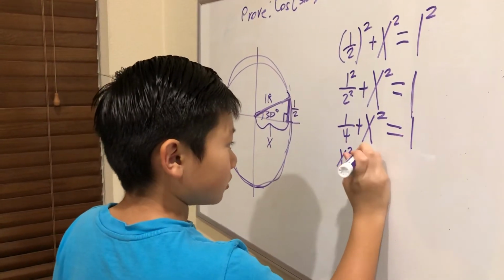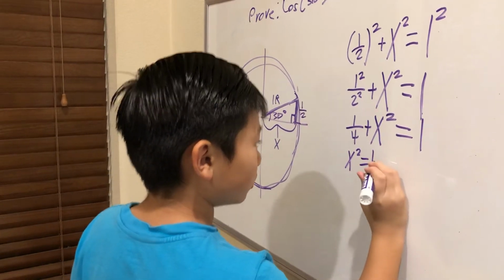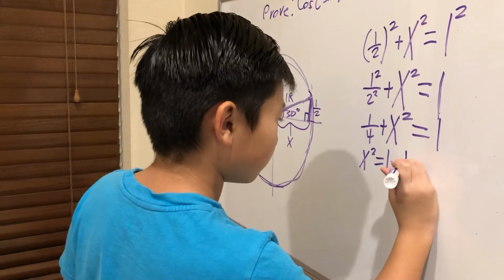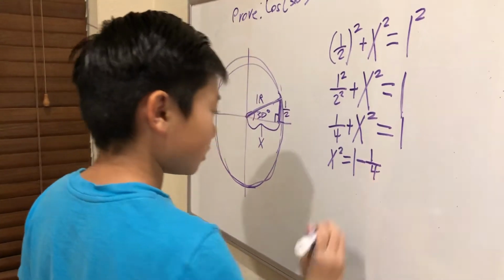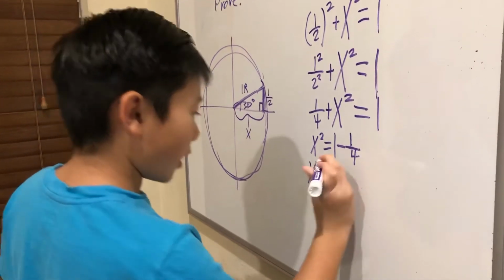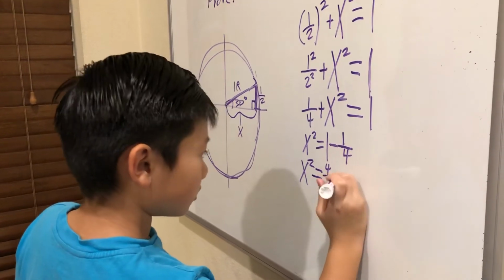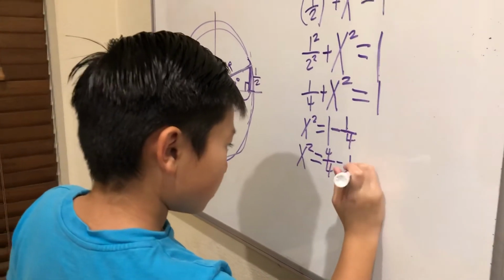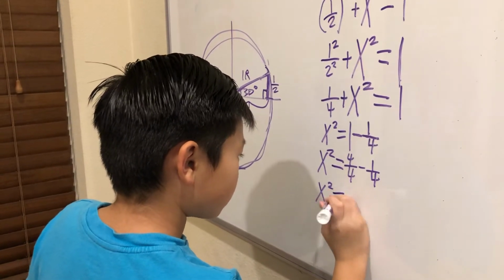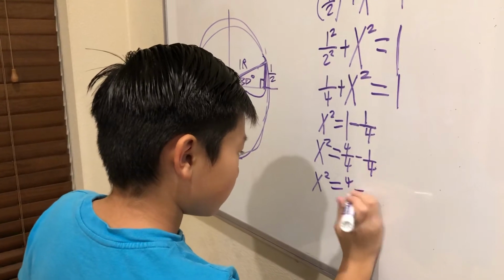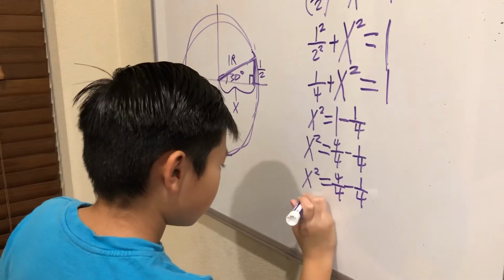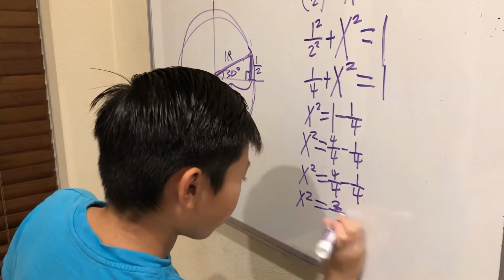So it becomes x to the power 2 is equivalent to 1 minus 1/4. You have to use inverse operations when you flip it. Then you have to convert 1 into a fraction, or 4/4. Now we could do 4 minus 1. What is that? 3/4.